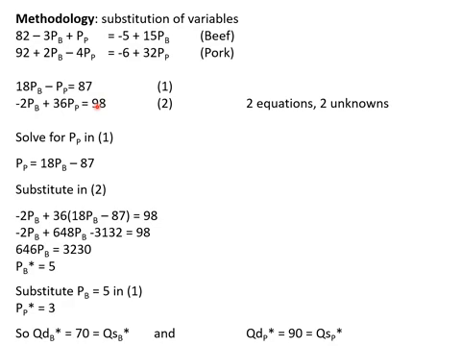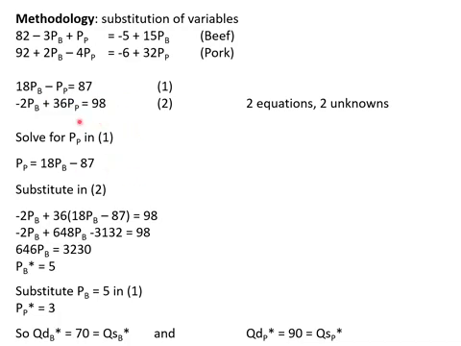And we're going to do so by substitution. And the way it's done in this exercise, using equation 1, we isolate PP, this variable. So PP equals, and then taking all the other terms to the other side, we end up with this expression for PP equals 18 PB minus 87. So this we have from equation 1, the beef market, and we substitute this expression for PP into equation 2, which is the pork market.